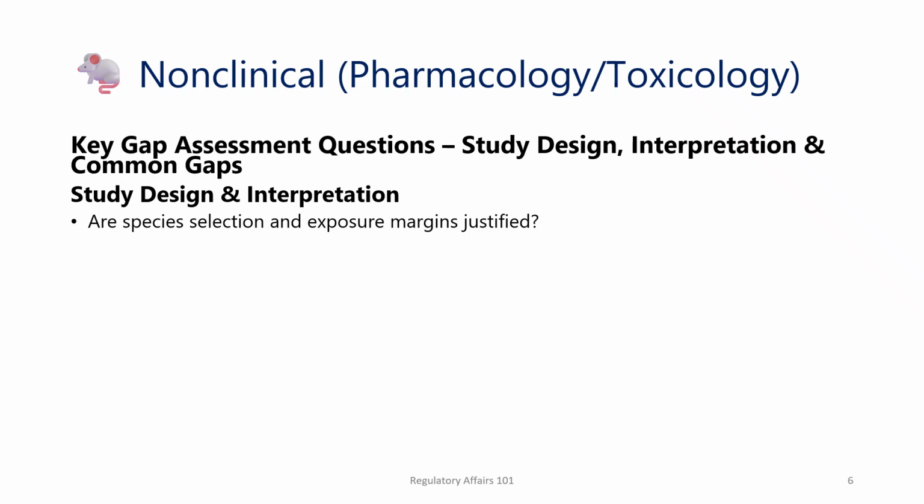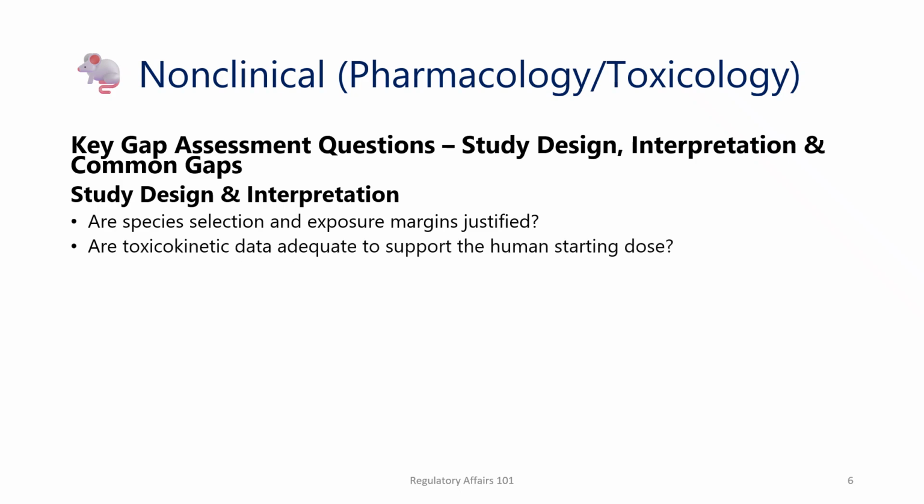Are species selection and exposure margins justified? Do toxicokinetic data support the human starting dose? And are findings clearly linked to risk mitigation strategies?